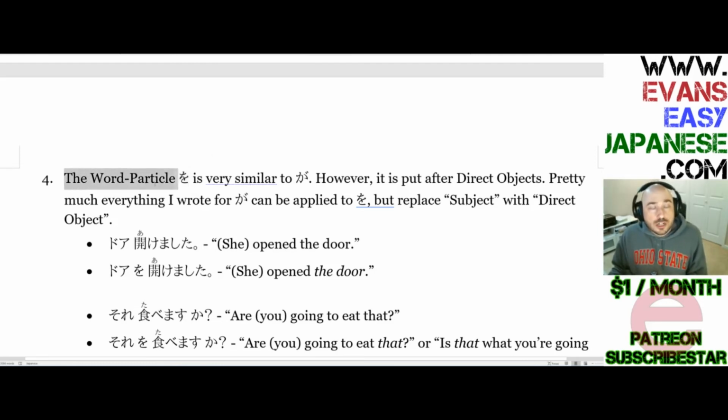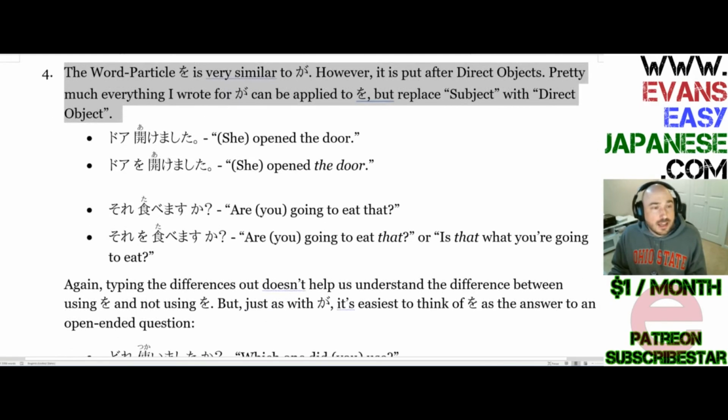Got it. The word particle o is very similar to ga, just like I said. However, it is put after direct objects, just like I said. Pretty much everything I wrote for ga can be applied to o, but replace subject with direct object.